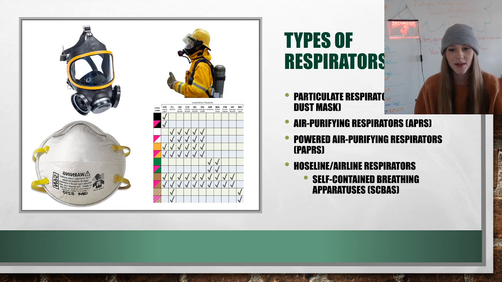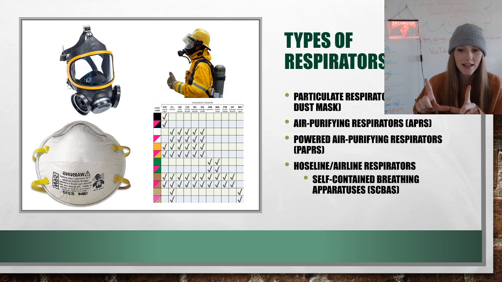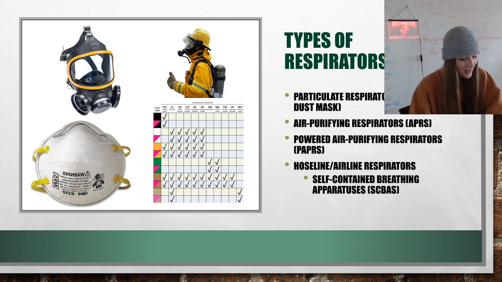APRs, that is the top left one there. They filter out contaminants using cartridges. They're only effective if the right cartridge or filter is used based on what hazards are present. They're color-coded to the contaminants they protect you from, and you can use that little chart there if you needed to use those, but you don't for what we do anyways.